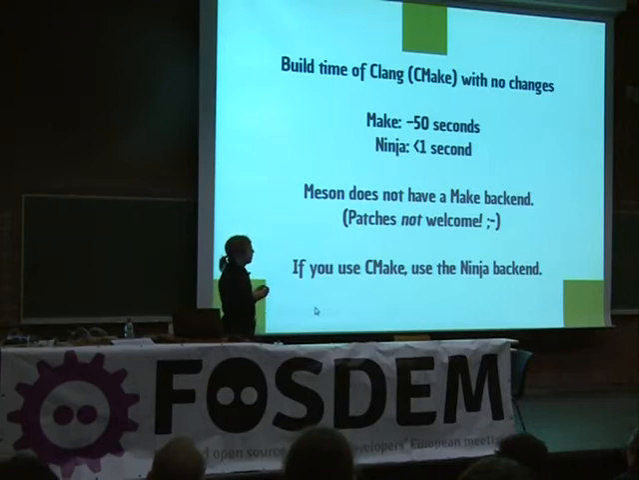Ninja is a super fast version of Make, and this takes less than 1 second. It was written by the people working on Chromium. For this reason, Meson doesn't have a Make backend. It will never have one, because Make is intolerably slow. But here's a free tip: if your project is currently using CMake, use the Ninja backend. You just pass -G Ninja when you run CMake, then you get the Ninja backend, and you don't have to change any of your code, and it's just faster.